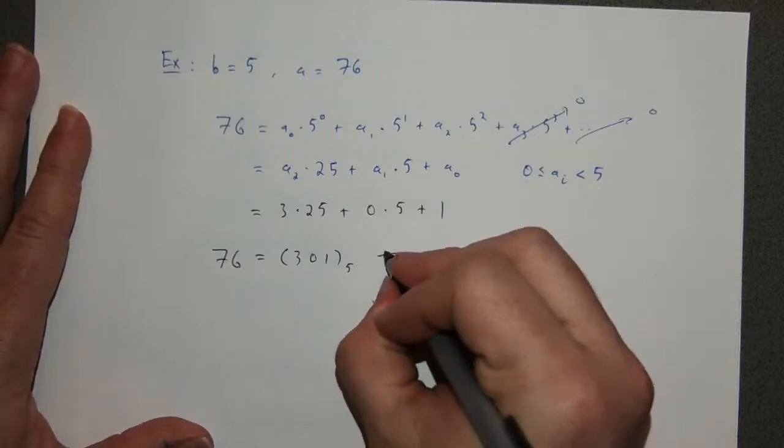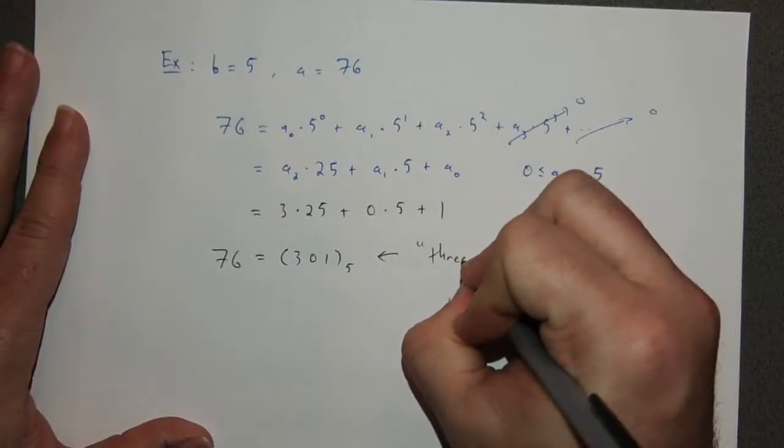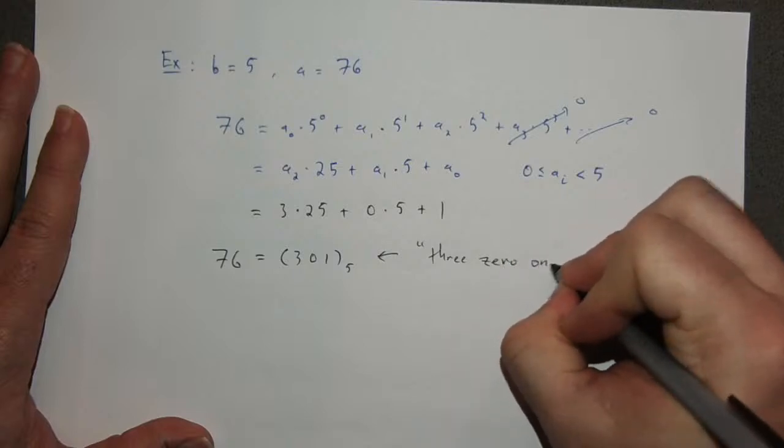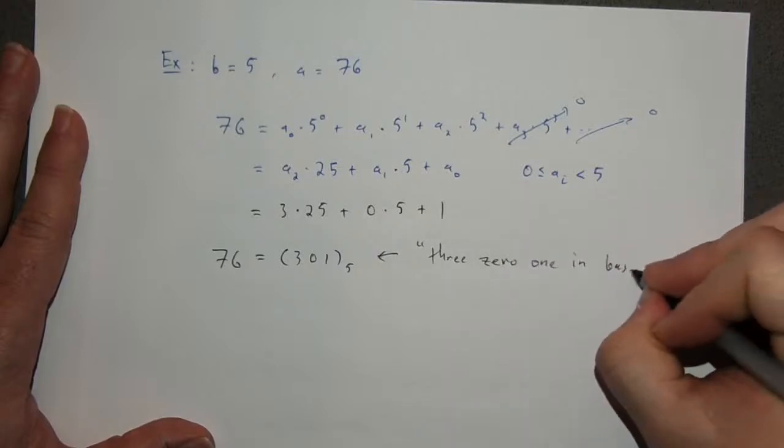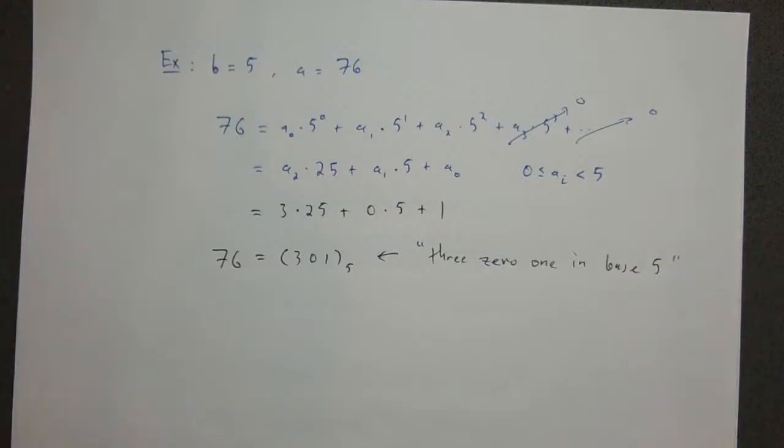So the way that we read this is 301 in base 5. Now, why did I say "three-zero-one" instead of "three hundred one"? Well, because "three hundred one" is a base 10 thing, right? 300 is saying 300s, and 100 is 10 squared, right? So "three hundred one" is a bad term to use. This is 301 in base 5.